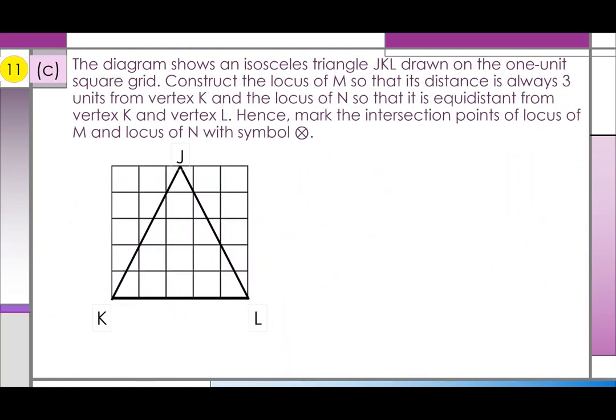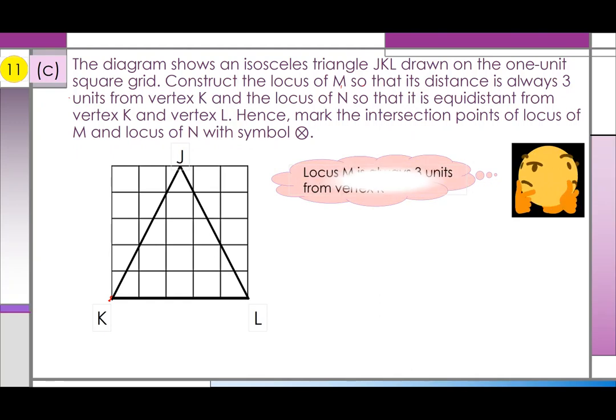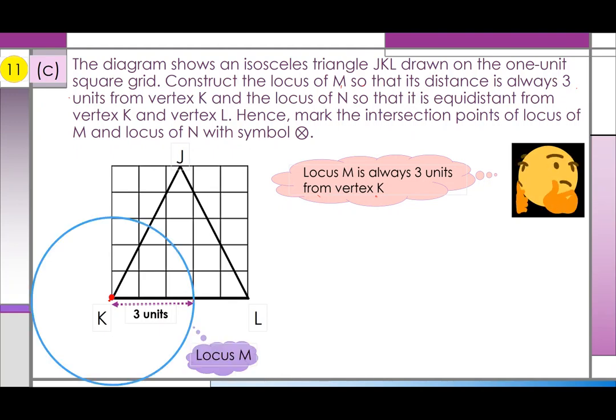So remember, mark the intersection point. Question C. Construct the locus of M so that its distance is always 3 units from vertex K, one point. That means it's a circle, or we say this is an arc. So locus M is always 3 units from vertex K. So we know one point, 3 units. Use a compass.